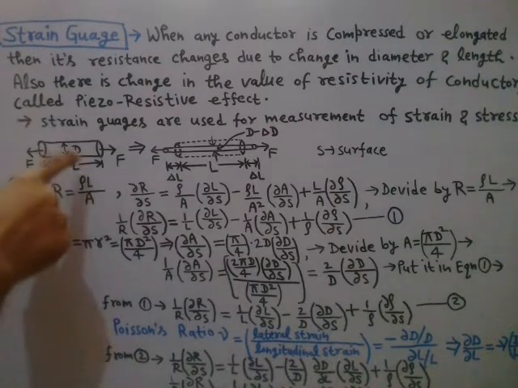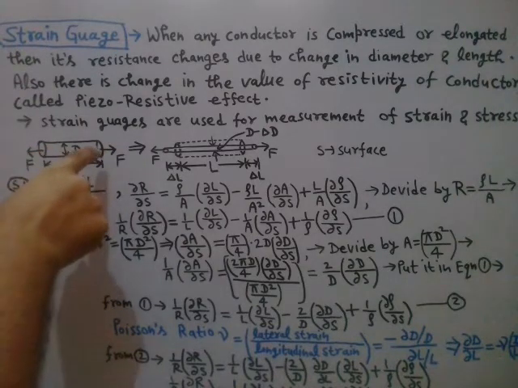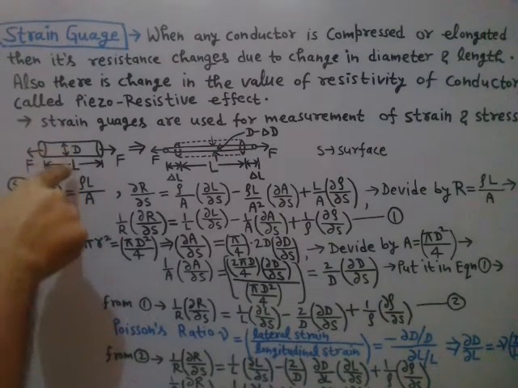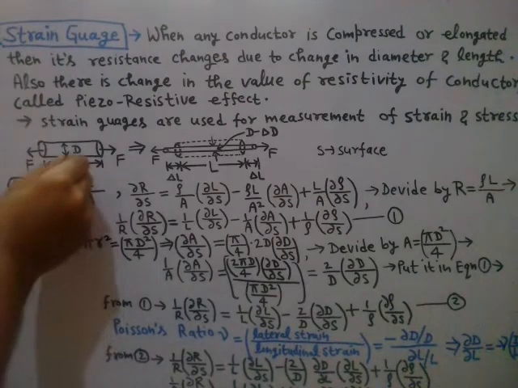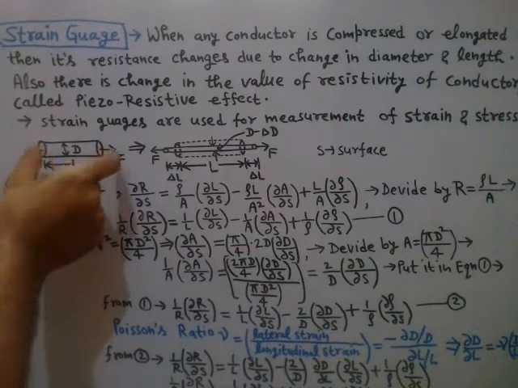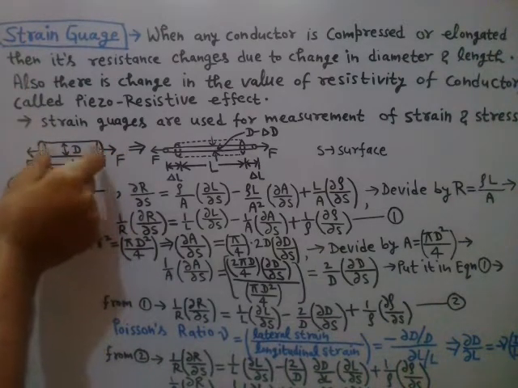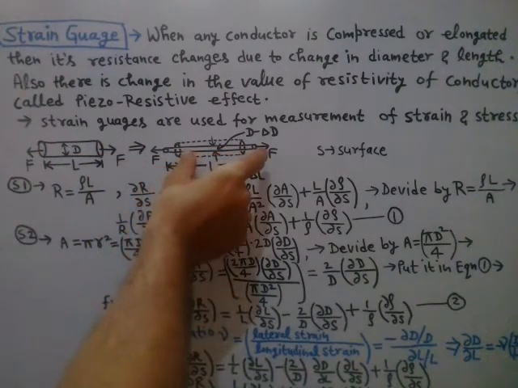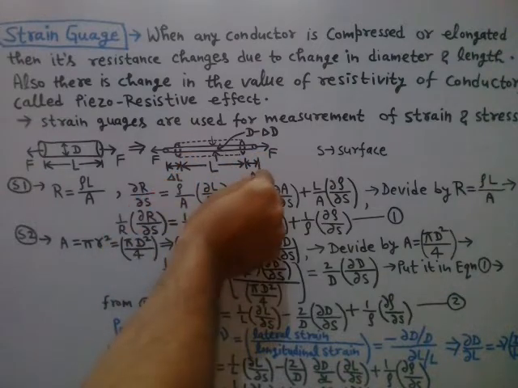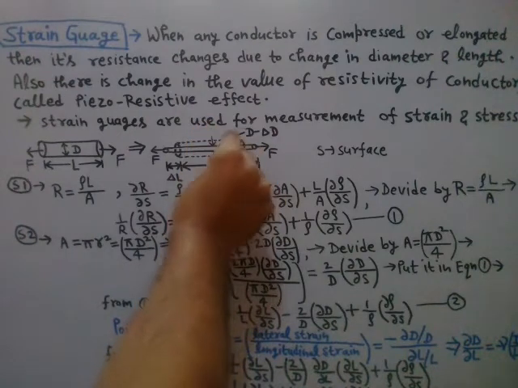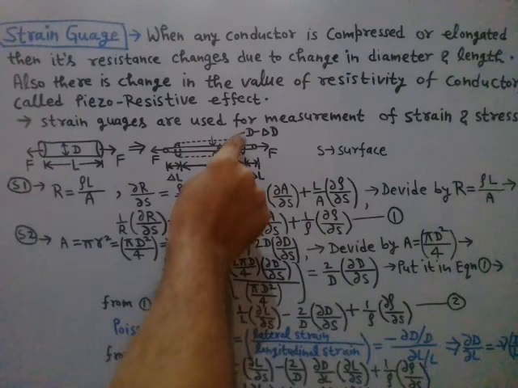So this is the original conductor wire, which is having length L and diameter D. When I am elongating this conductor like this by applying force F on both ends, it will be elongated by length delta L on both ends, and the diameter will consequently shrink, it will decrease from D to D minus delta D.